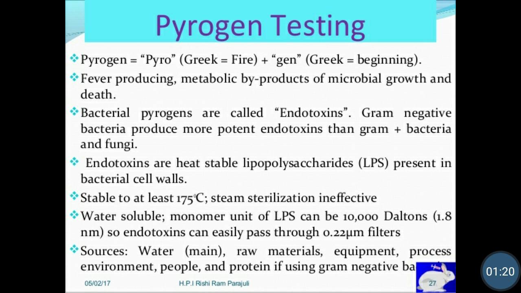Pyrogen is a Greek word derived from two words: pyro means fire and gen means the beginning. Pyrogens are fever producing. If pyrogens enter the human body, they produce fever, that is, they raise the temperature of the body. These are the metabolic byproducts of microbial growth and death. Basically pyrogens are endotoxins.